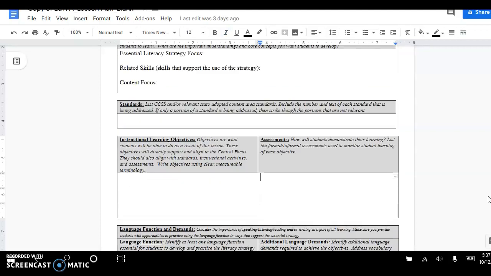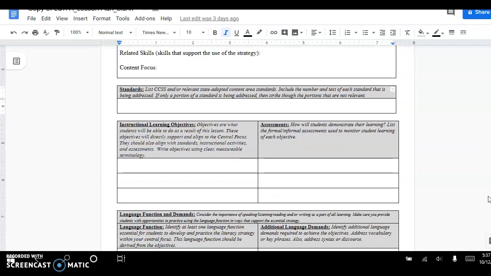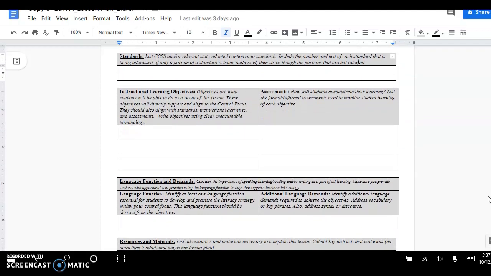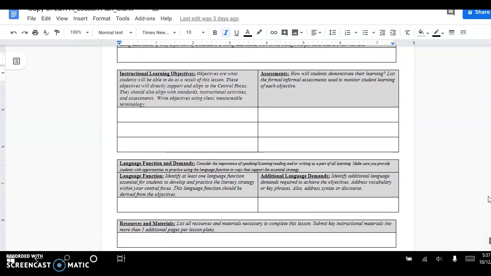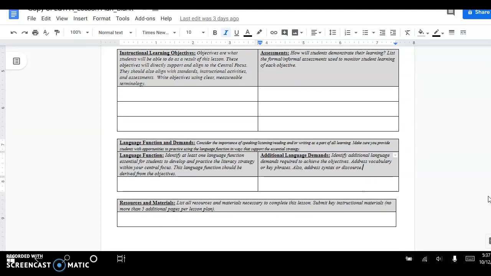And then the standards are also something that I think are very important when considering your language function, because your standard basically has the language function in there. So most of the time you can use that language function within the standard as your language function throughout the unit. Instructional learning objectives are what students will be able to do as a result. So like I said, that also goes hand in hand with your language function, what you want your students to be able to do by the end.